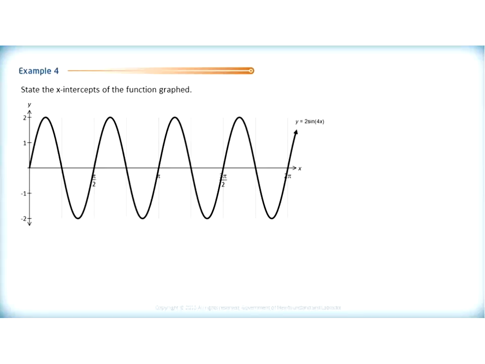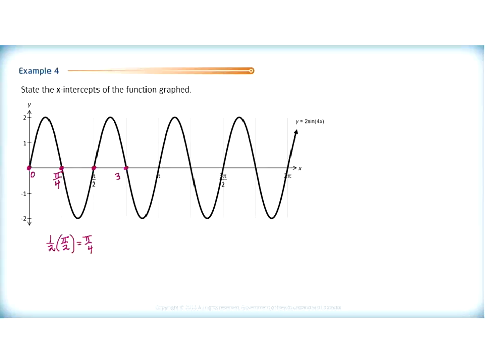Let's go to a final example. Here we are asked to state the x-intercepts of the function graphed. So if you look at the x-intercepts, you have one x-intercept at 0. This one is not labeled, but this one is at pi over 2. So what is halfway between 0 and pi over 2? Half of pi over 2 is equal to pi over 4. So that's the coordinate of this one, pi over 4.